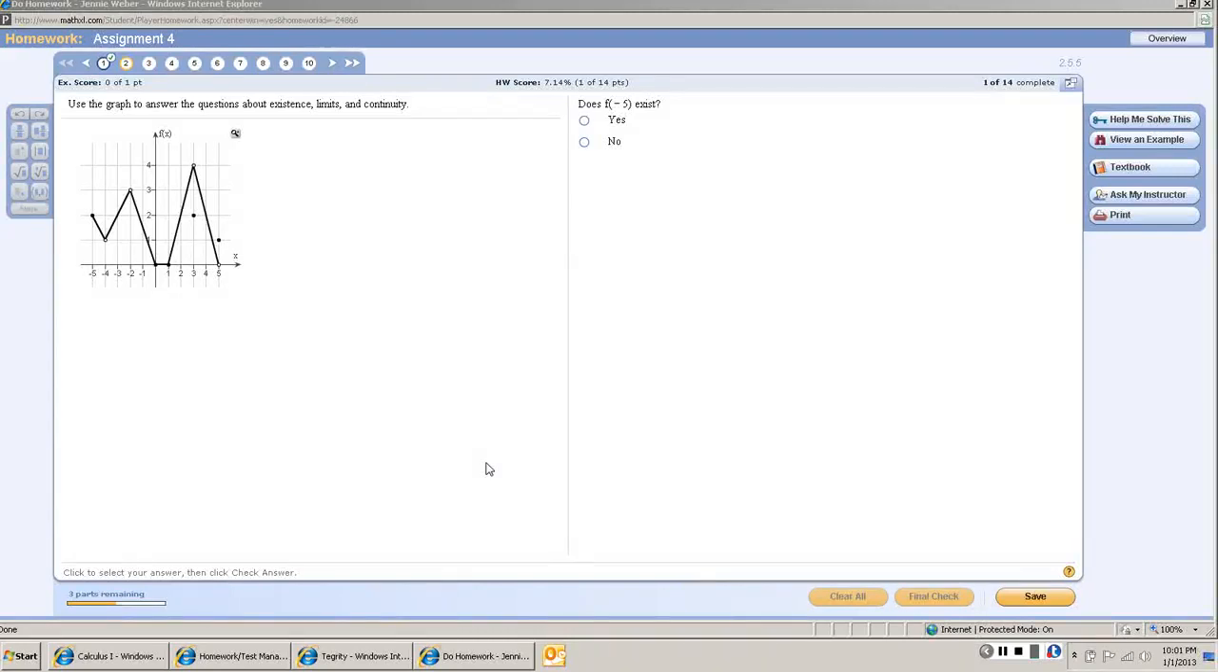Okay, we're in section 2.5 and we're talking about the basic idea of continuity. And continuity in its most basic form simply means that if you are using your pencil to trace this, you don't have to pick it up and skip something.